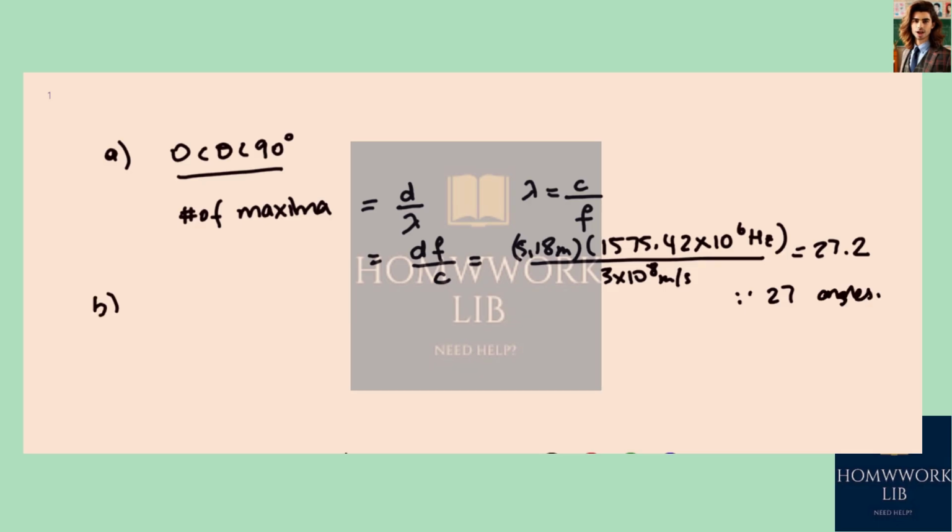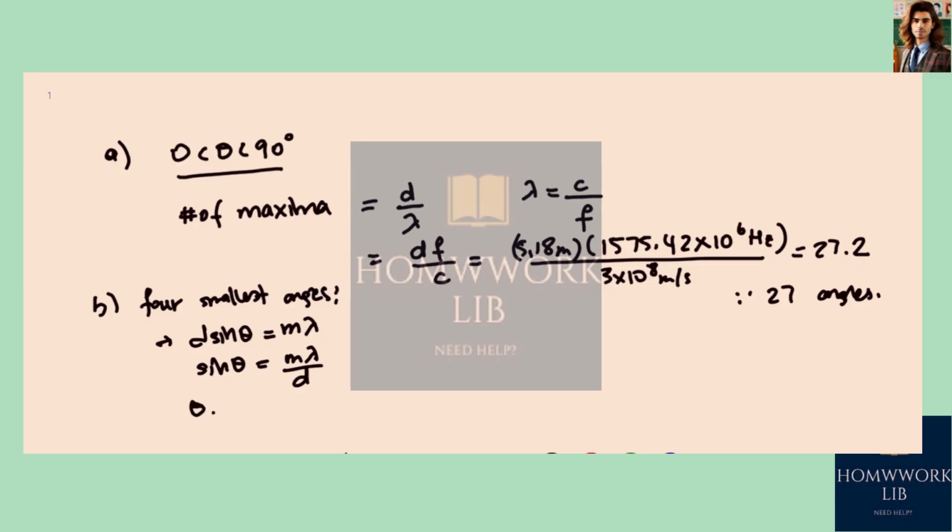Now, in part B, we're asked to calculate the 4 smallest angles. Again, sine theta is going to be n lambda, so sine theta is n lambda divided by d, if you divide both sides by d. So the angle is going to be inverse sine of n lambda over d. Let's write everything in terms of the frequency. So it's going to be m c over d f.